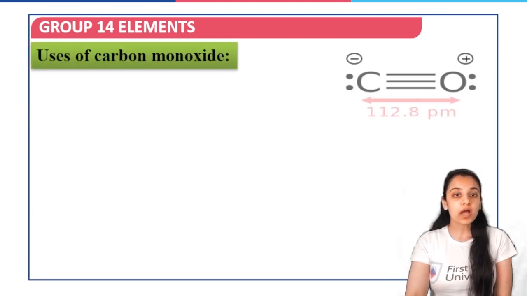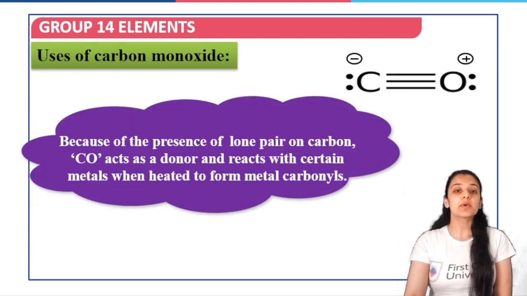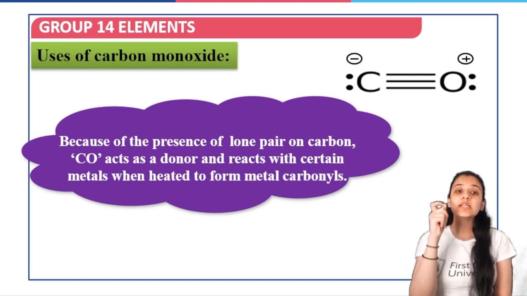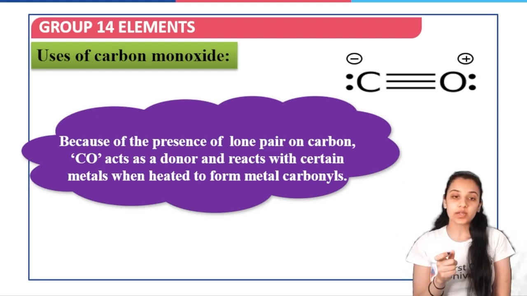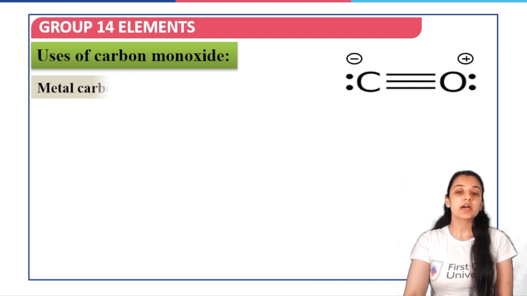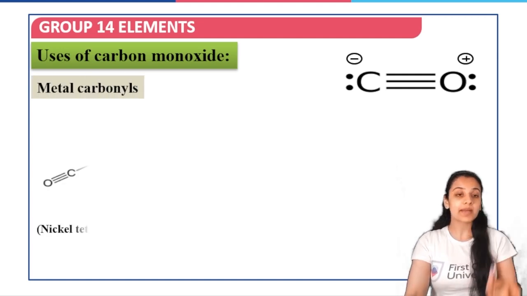Now, what are the uses of carbon monoxide? Because there is a lone pair on carbon, CO will act as a donor and it will react with certain metals to form metal carbonyls. So let us talk about metal carbonyls.